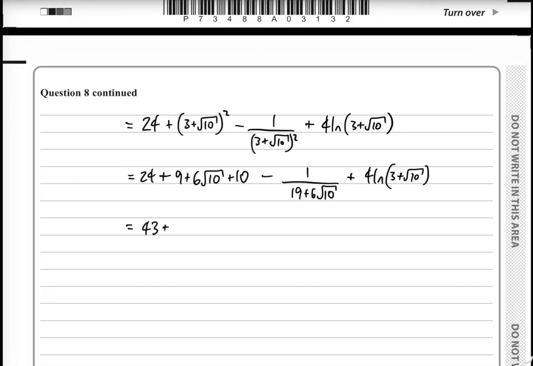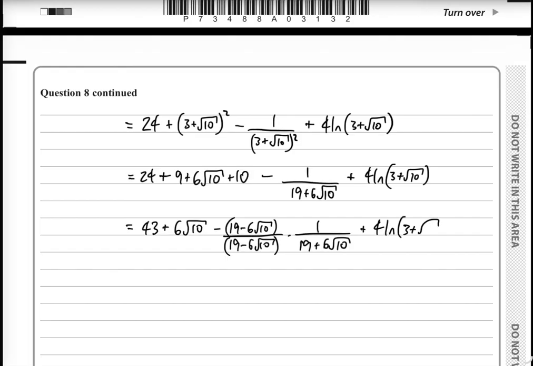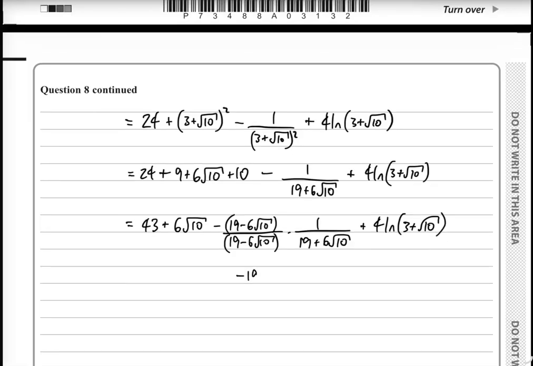43 plus 6 root 10. And then I should try and rationalize this, I guess. 19 minus 6 root 10. Can't consider it simplest form with a surd in the denominator. That's minus 19 plus 6 root 10. Oh, my calculator tells me that's a 1 in the denominator. How nice.